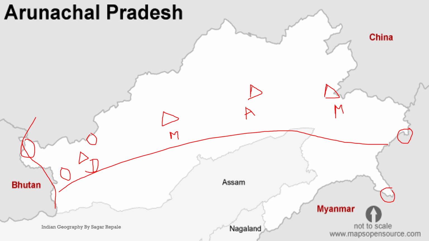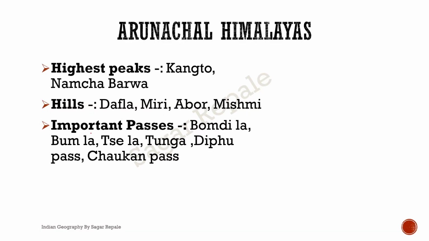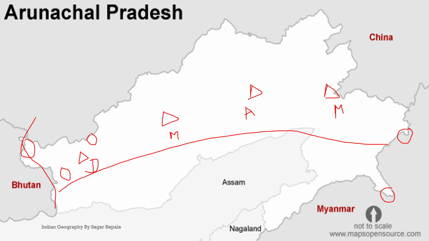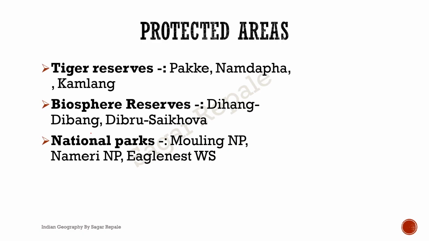Location is not important. Locations are generally asked in the geography optional mains paper, so that is not for our prelims section. Just remember the important passes and the associated Himalayas, that is Arunachal Himalaya in this case. This is a rough map of Arunachal Pradesh. Then about protected areas, because the Arunachal Himalaya is very rich in biodiversity.